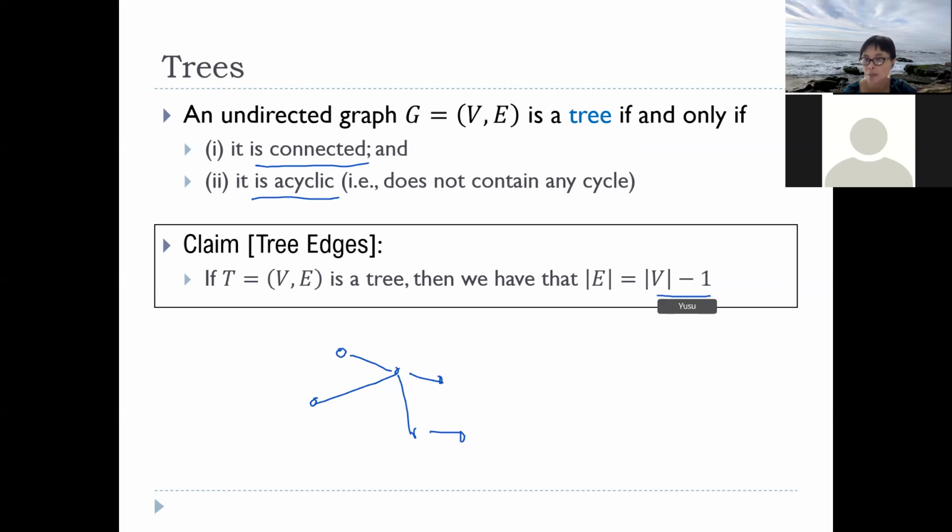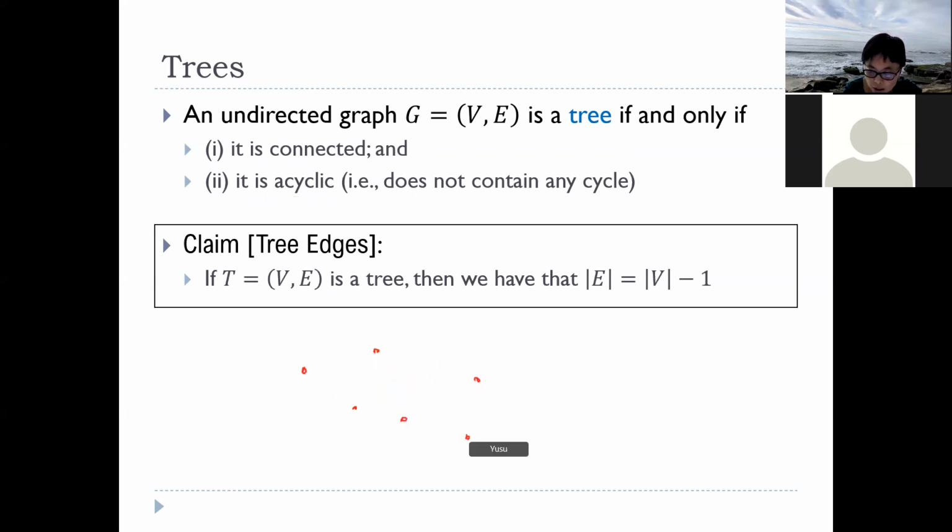Now it turns out that if a graph is a tree, then the number of edges must equal the number of vertices minus 1. So intuitively, why is this the case? Well, let's say that you have V nodes. Now let's imagine that we grow the tree by adding edges one by one. At the beginning, all these nodes are not connected.